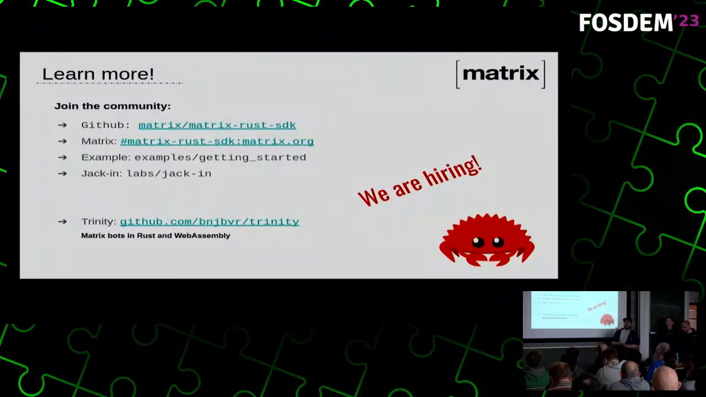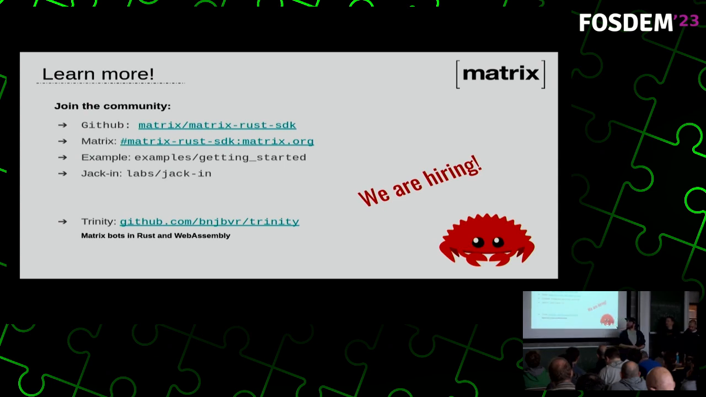So if you want to learn more, if you want to use this, you can find all of the code, of course, at matrix-rust-sdk. You can join our developer and general talking about the Rust SDK room. The example you just saw is inside the examples folder, getting started. Jack-in, the other client you saw before, is in labs, jack-in. All of that code, obviously. I really recommend going for the getting started. It has a lot of documentation.